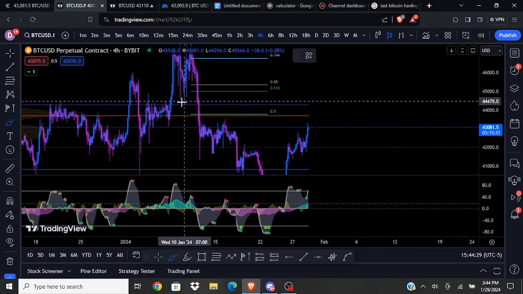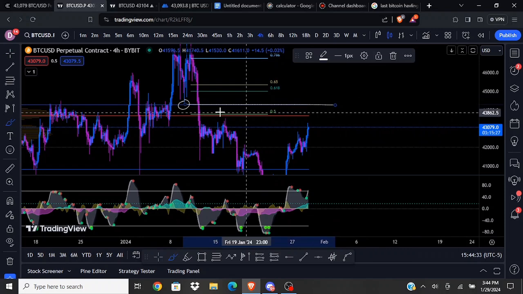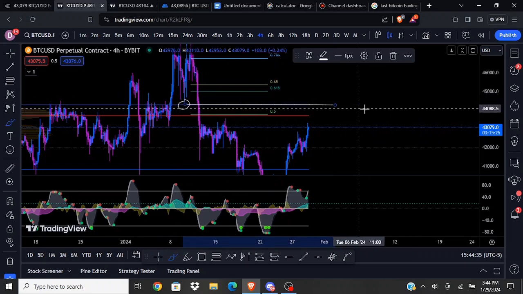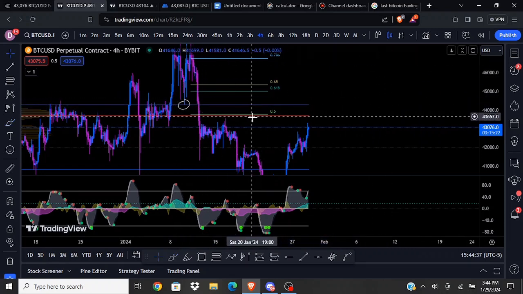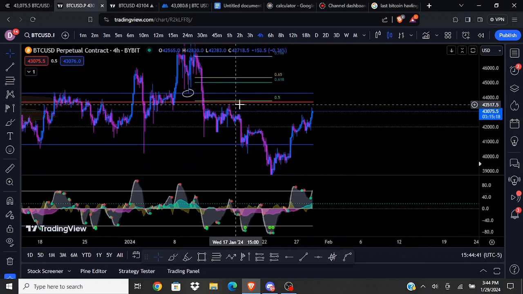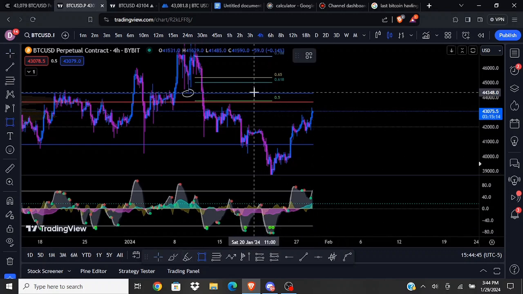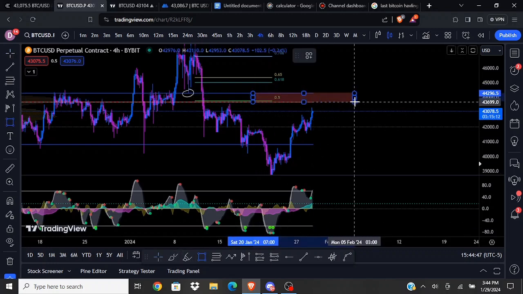We also have a little bit of confluence with this value area high as well. We have this wick, a support resistance flip potential there. So yeah, I kind of like this zone right now. I also like the fact that we have this high over here. We could potentially grab the liquidity from that high and get a move into this zone up here.